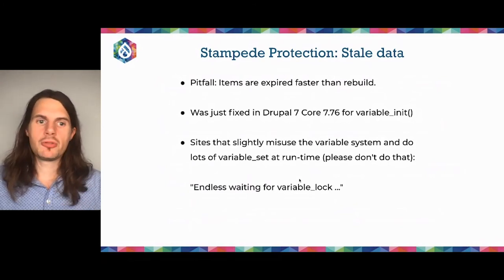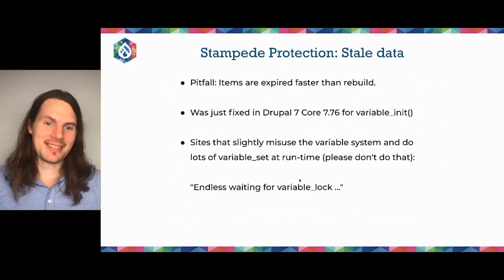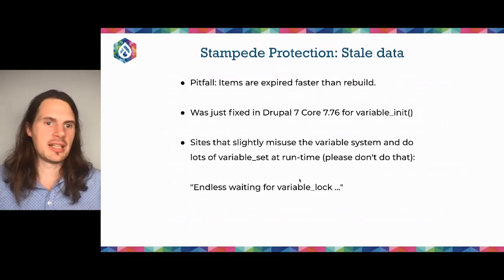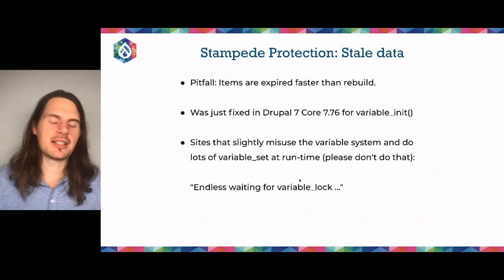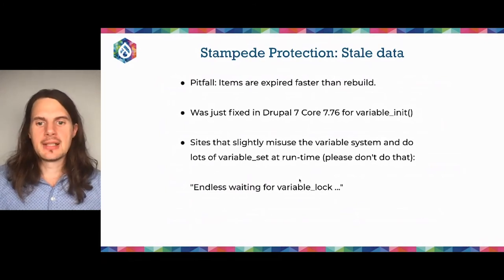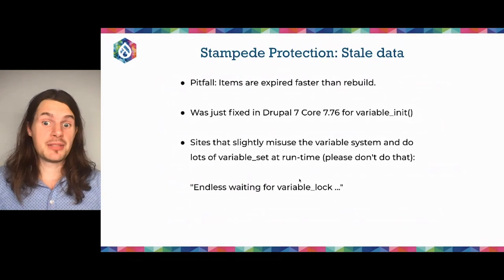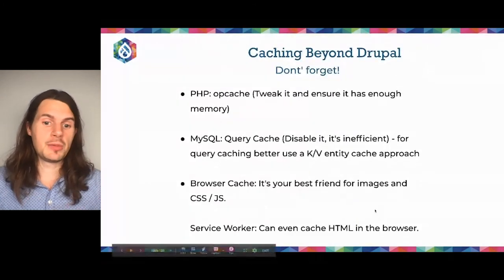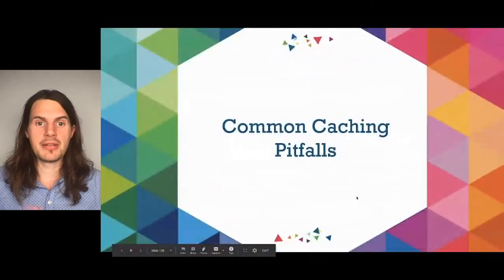So don't forget caching beyond Drupal. OPcache: tweak it, ensure it has enough memory. MySQL query cache, disable it. It's inefficient. For query caching, better use a key value cache approach. There's also a query cache module by me on GitHub if you want to do something very custom, but really not needed as in Drupal everything is abstracted, especially in Drupal 8.9. And browser cache, don't forget about the browser cache. Use it for images and CSS, JavaScript. With service workers, you could even cache the HTML in the browser.